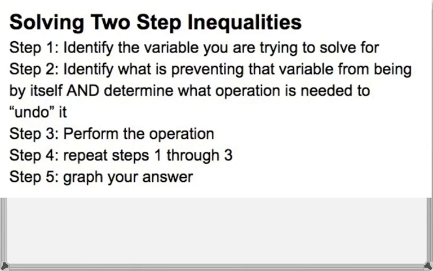So our first step is still going to be to identify the variable we are trying to solve for. Step 2, identify what is preventing that variable from being by itself, and determine what operation is needed to undo it. Step 3, we need to actually do that operation. Step 4, we're going to repeat steps 1 through 3. And then step 5, we will have arrived at our final answer that we just need to graph. So let's look at an example.